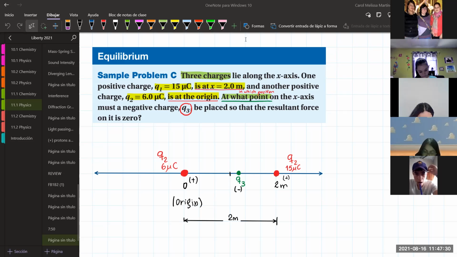Now for this kind of problems, we're going to use algebra to solve it. Here there's not much physics but algebra, okay? So I know the whole distance here is 2 meters. That is very important.